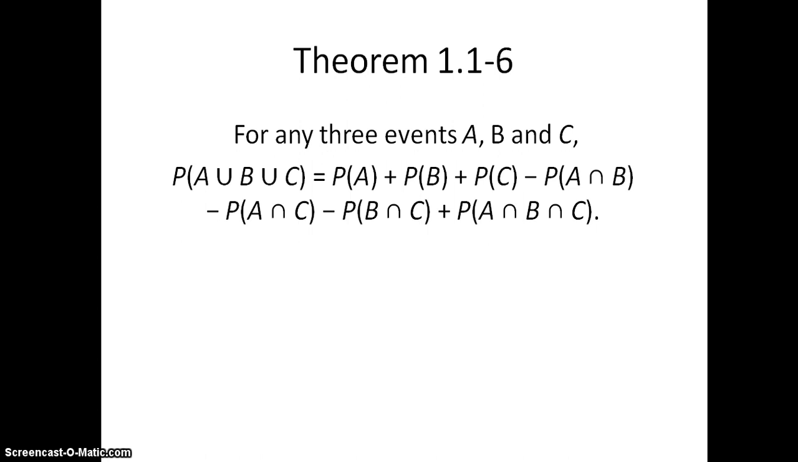And then our final theorem, 1.1.6, extends that to more than two events. If we wanted to find the probability of A union B union C, we'd add up all of their individual probabilities, probability of A plus probability of B plus probability of C, subtract off all the intersections, subtract off the probability of A intersect B minus probability of A intersect C minus probability of B intersect C, and then add in where they all three intersect.